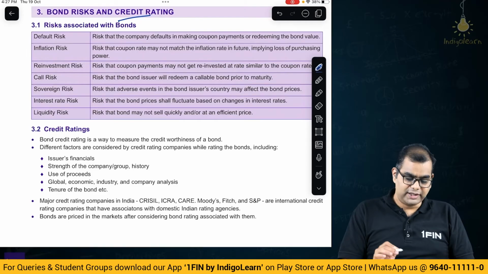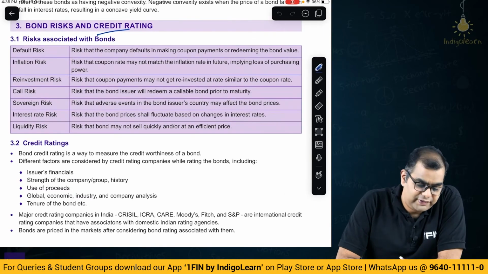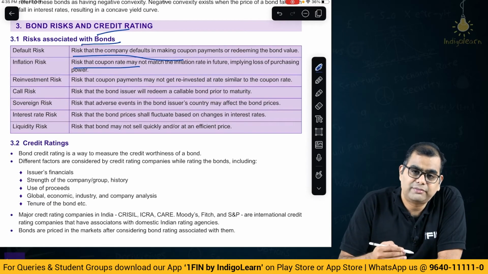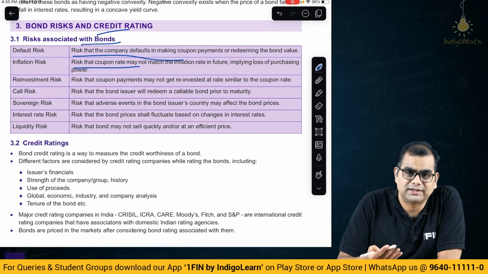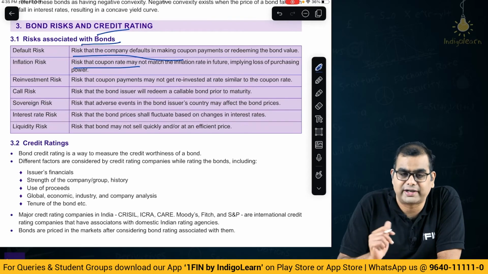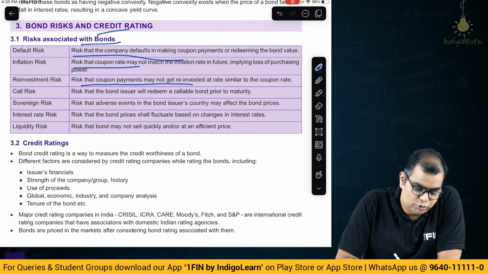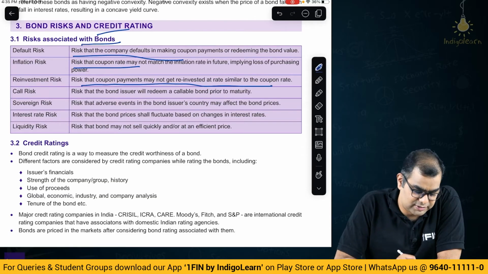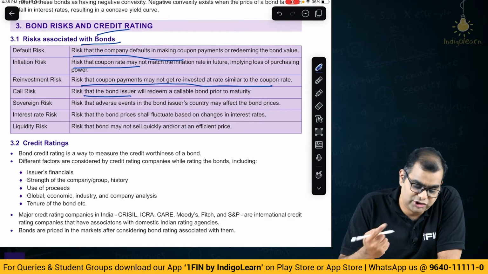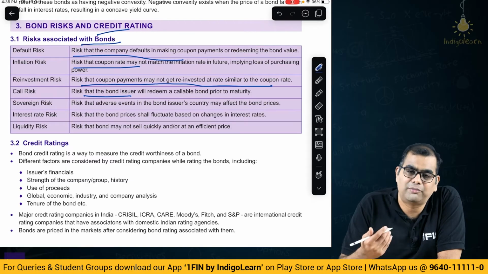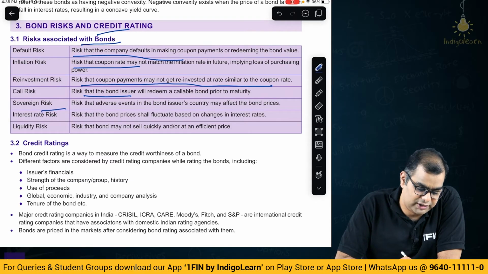Now, bond risks and credit rating. What are the various risks associated with bonds? One is default risk, that the company defaults. Inflation risk. The inflation may be much higher than the coupon rate, so the coupon that you have will be worth less in the market when you go out and buy goods than its monetary value. Reinvestment risk, that coupons may not get reinvested at a similar rate. We discussed this. Call risk: there is a risk that the bond issuer will call back the bond because interest rates have come down. Sovereign risk, that adverse events in the bond's country may affect the bond prices.